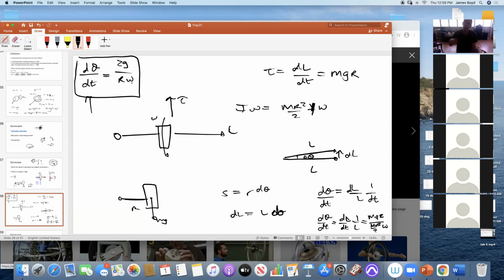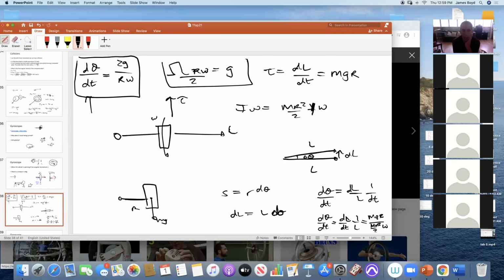The faster the wheel itself is spinning, the slower it will precess. But also, if we know the precession rate, and they usually call it this omega term, if we multiply that by r omega and divide by 2, we can find g.